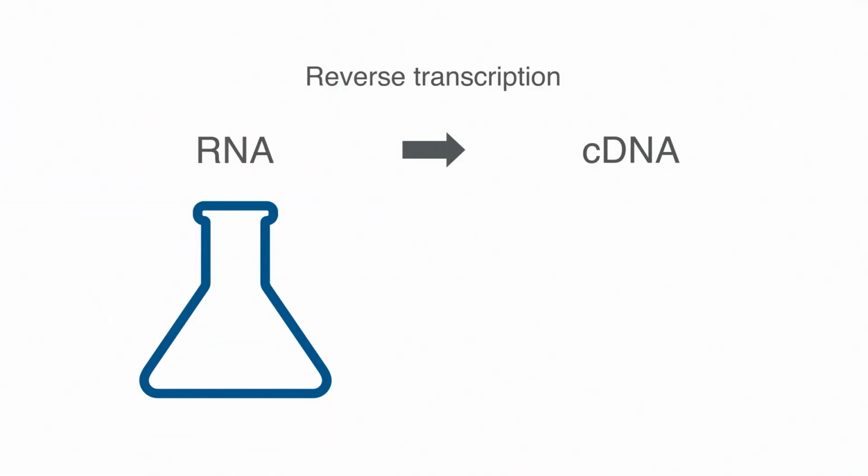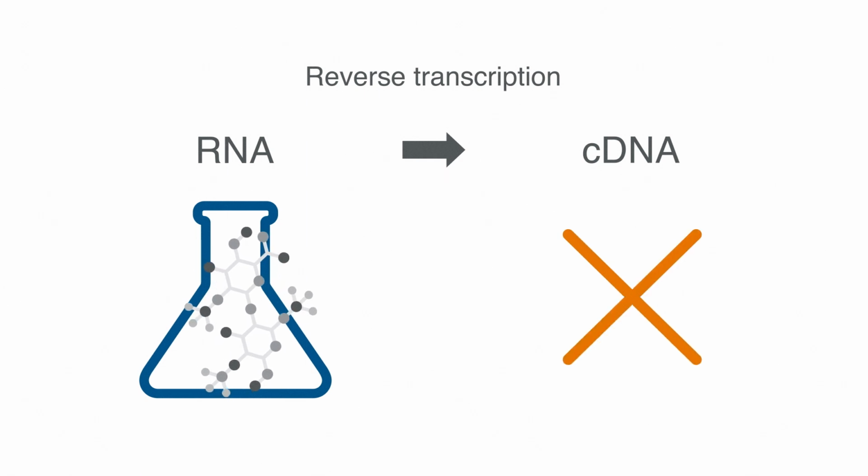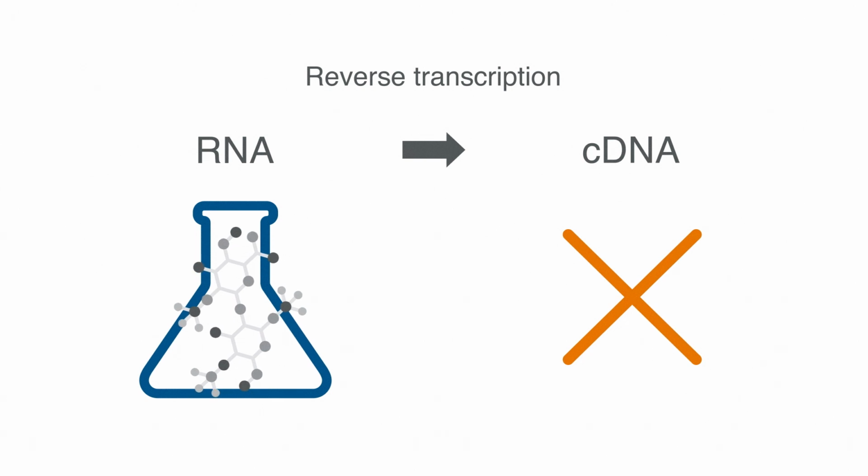First, let's take a look at what's going on when efficiency exceeds 100%. Inhibitors are the most common cause of efficiencies greater than 100%. Molecules like heparin or humic acids can be carried over from the samples themselves. Other inhibitors could be contaminants introduced during RNA or DNA isolation, such as SDS or phenol.